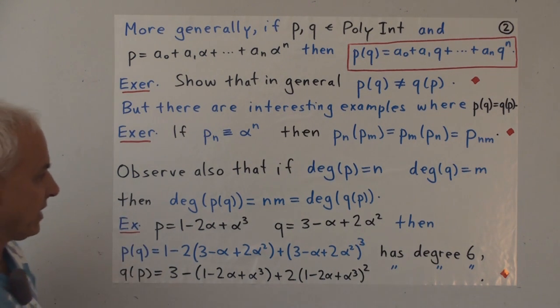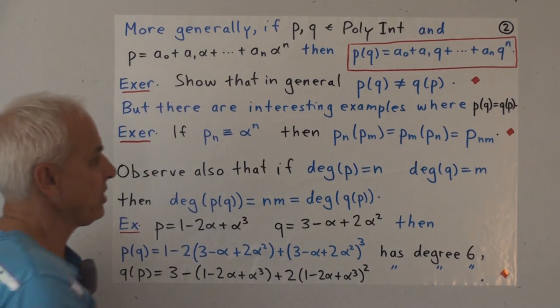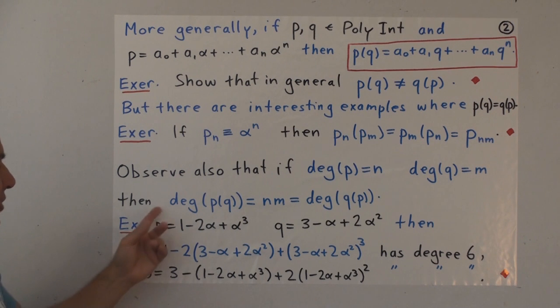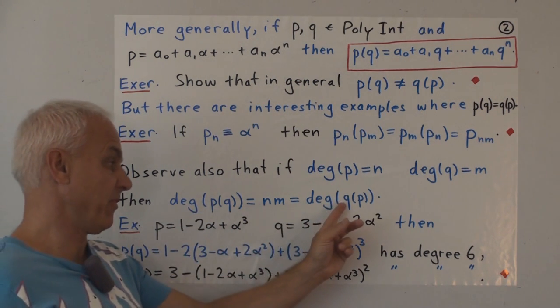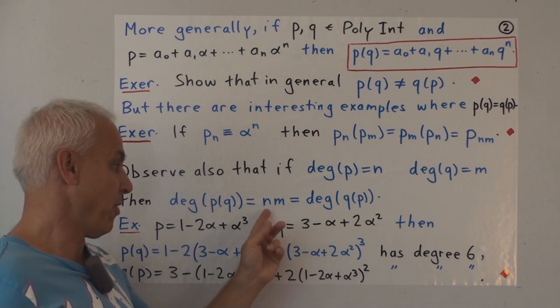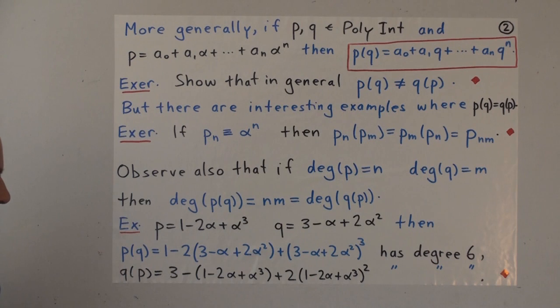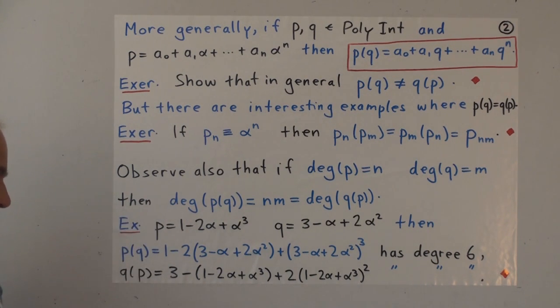Another thing to observe is that if the degree of p is n in the general situation and the degree of q is m, let us say, then the degree of the composition p of q or the degree of the composition q of p, they're both equal to n times m. And to illustrate that, and so to suggest why it's true, let's have a look at an example.